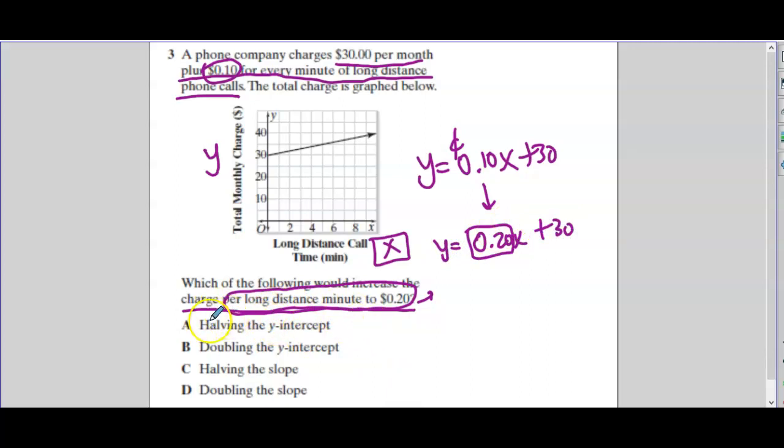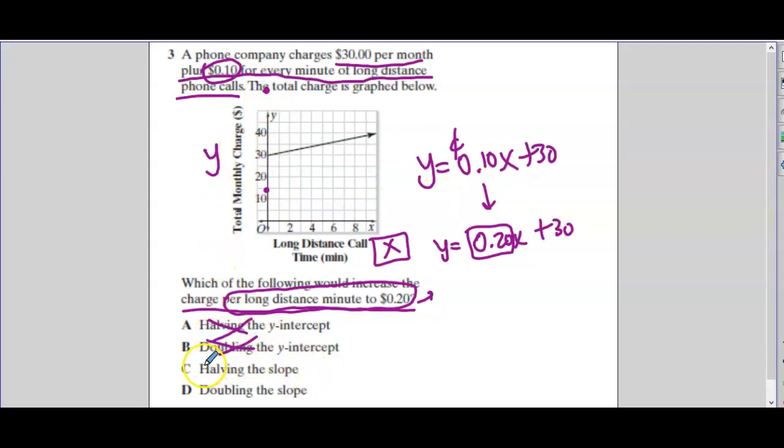So changing the y-intercept, not a chance. Halving the y-intercept just means I would be at $15 to start, so that's not what's happening here. Doubling the y-intercept would be up here at 60: 30, 35, 40, 45, 50. It'd be up here, even somewhere off the graph. That's not what's happening.